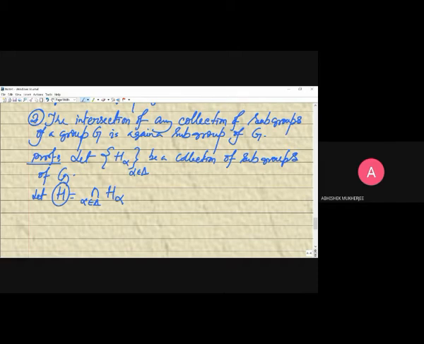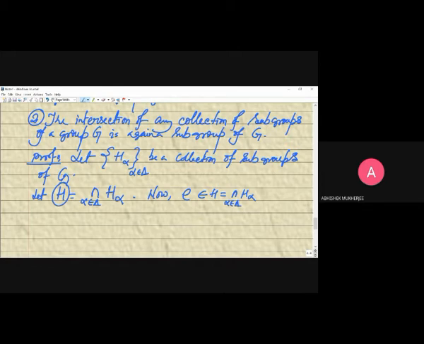Now as you have seen, any subgroup of G contains the identity element of the group, right? Now the identity E belongs to H as it is in each H alpha. So the identity is in capital H.